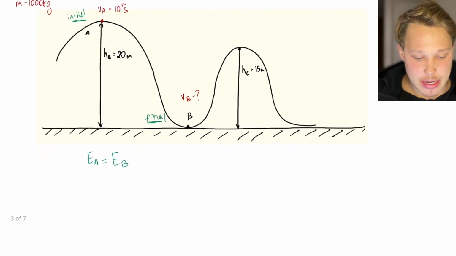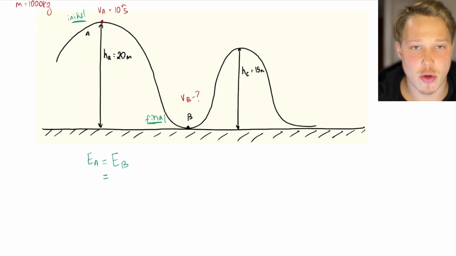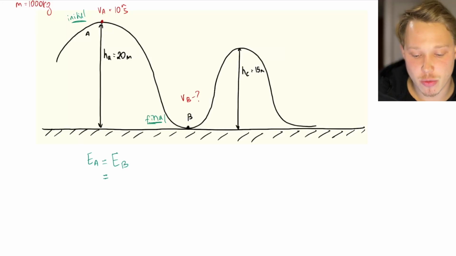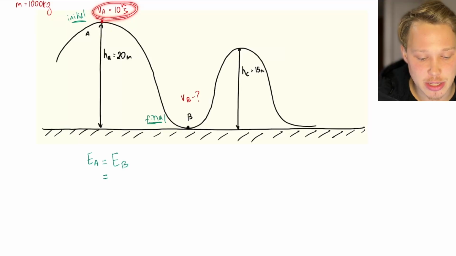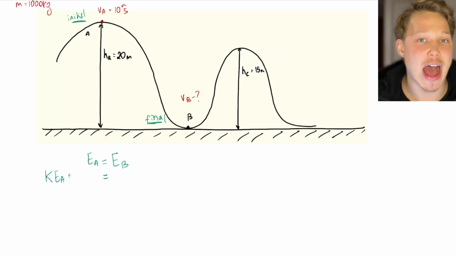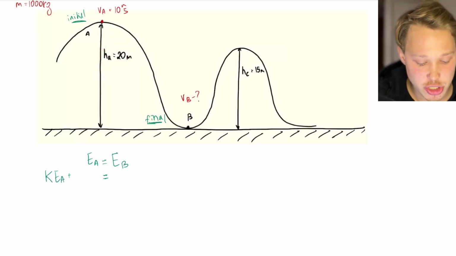So the next step is, let's ask what kinds of energies this roller coaster has at A. Does it have velocity? Well, yeah, we are given some velocity in the problem, so therefore at A it will have kinetic energy. Does it have height above the ground? Well, yes, it does. This height above the ground is 20 meters, so it will also have potential energy.